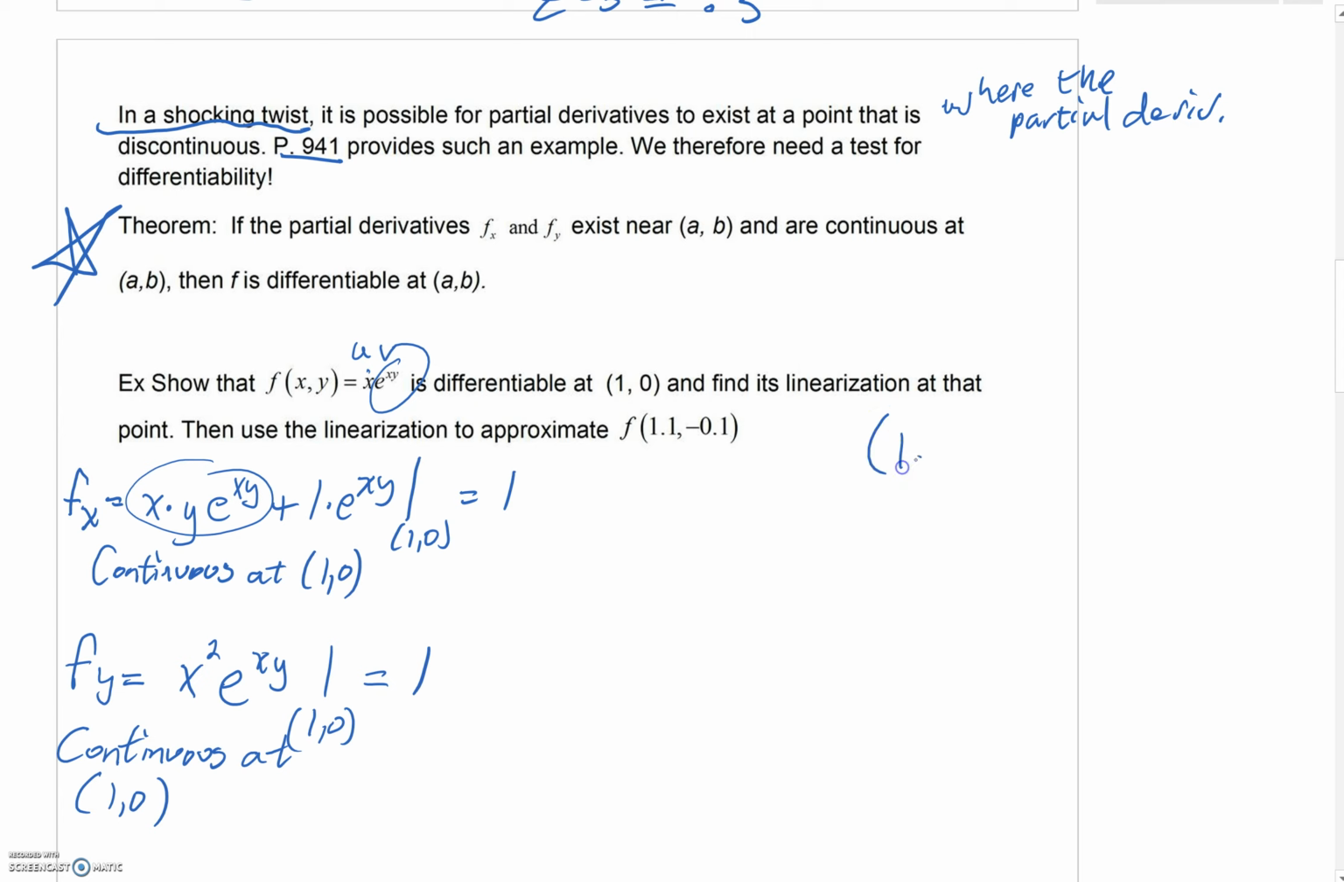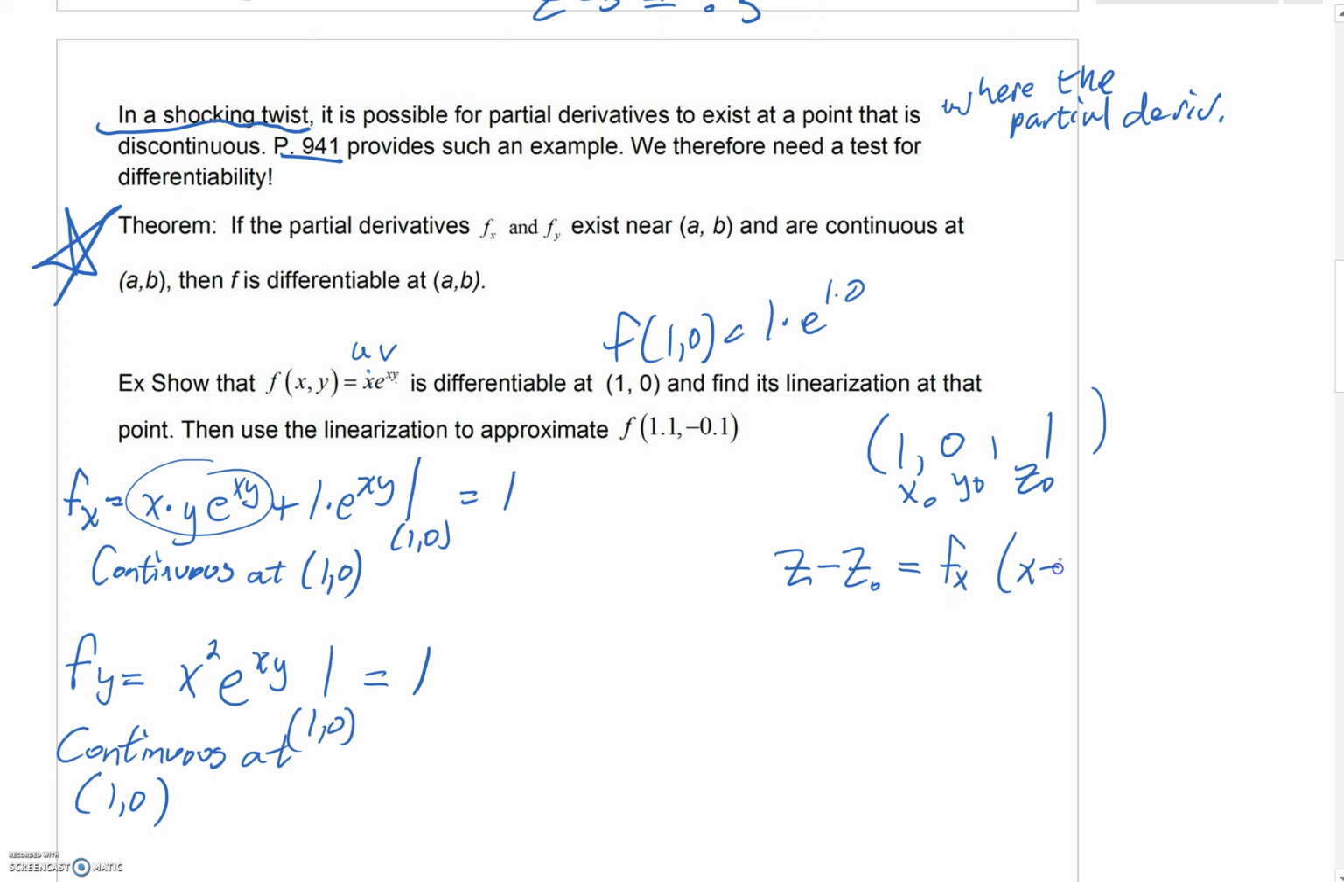So here's really what we need to do. We have the point 1, 0, but you know what? We need to find z naught. If I plugged in a 1 and a 0 into the very first part, I think you can quickly see that you'd get a 1. Right? Because we'd have 1 times e to the 1 times 0. And why is that so important? Well, the linearization is going to look exactly like this.